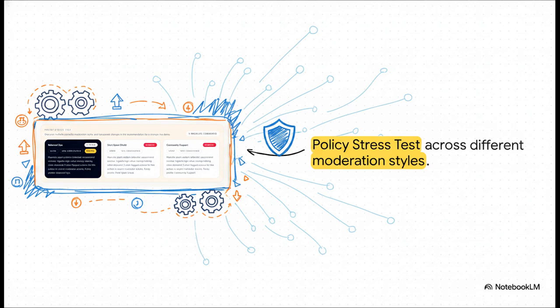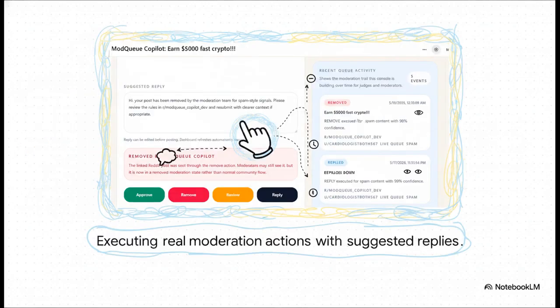So whether your community is running balanced ops, a really strict spam shield, or a much softer community support vibe, you see exactly how the rules apply. But to really prove this is a fully functional tool during your demo, you actually execute a live action.